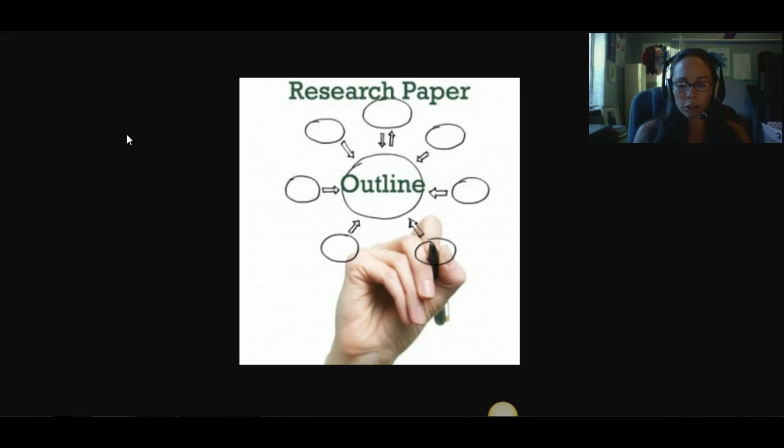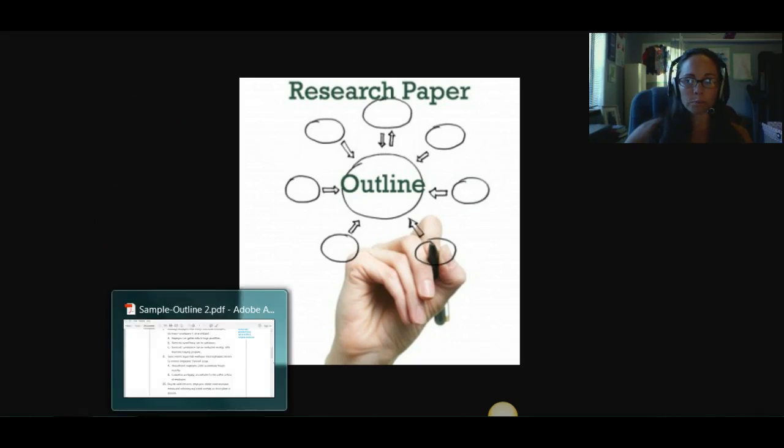There are several formats of outlines. The one that I am requiring for this assignment is the alphanumeric outline, which uses Roman numerals to denote main points, letters to denote subpoints or supporting details, and regular old run-of-the-mill numbers to support even more specific information. So let's go ahead and look at an example.